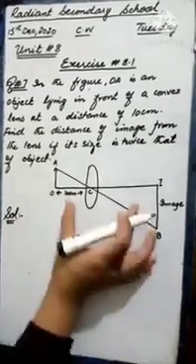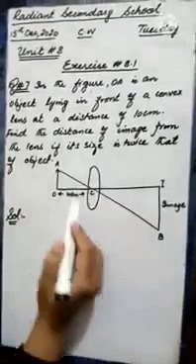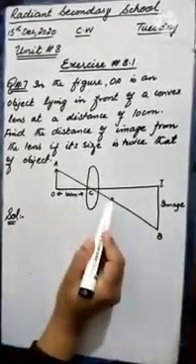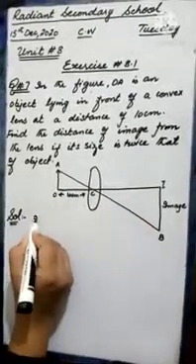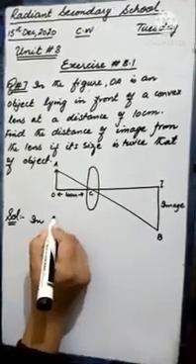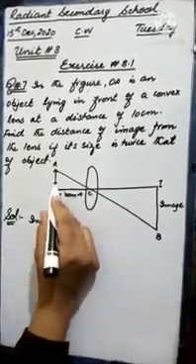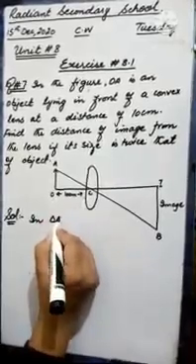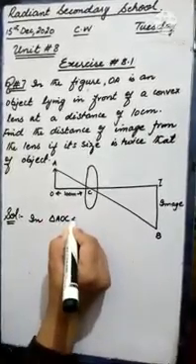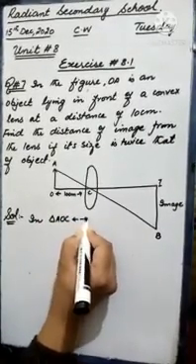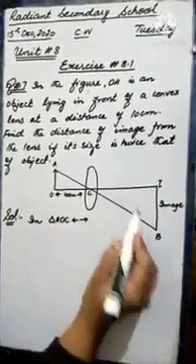First of all, we will take the correspondence of these two triangles. You can see these two triangles are similar. So we will take the correspondence of these two triangles. Number one, triangle AOC corresponding to triangle BIC.